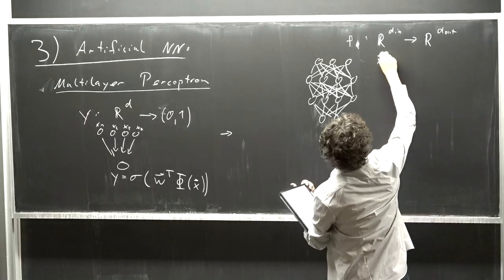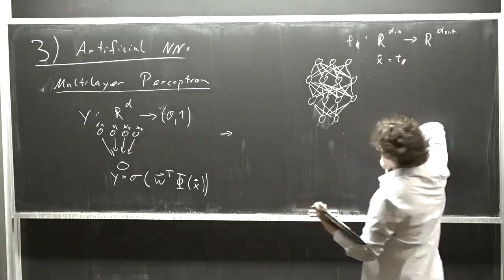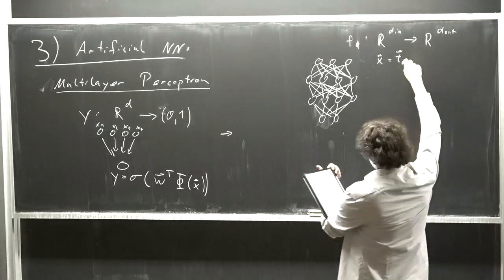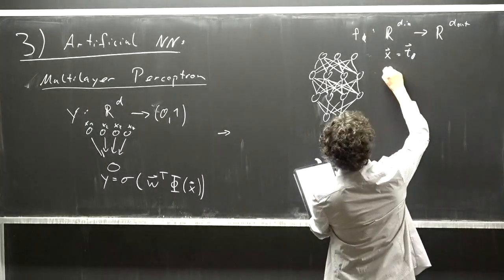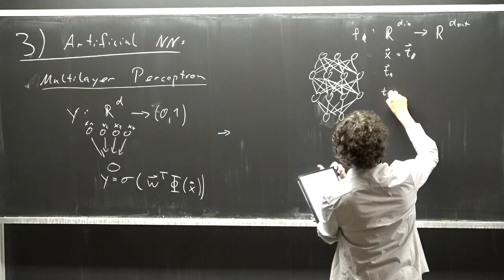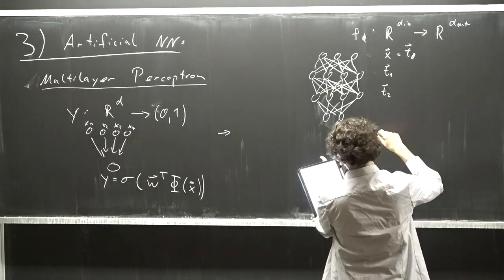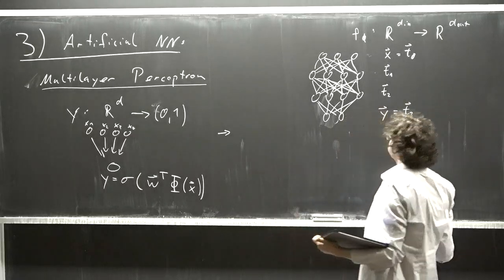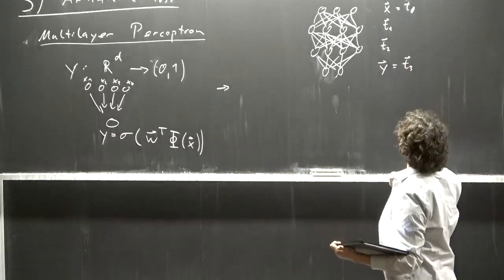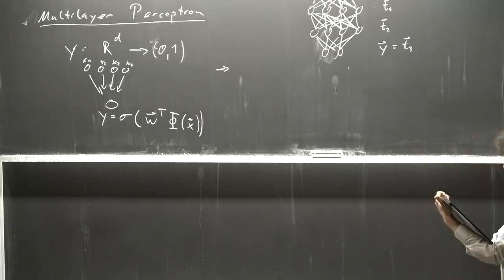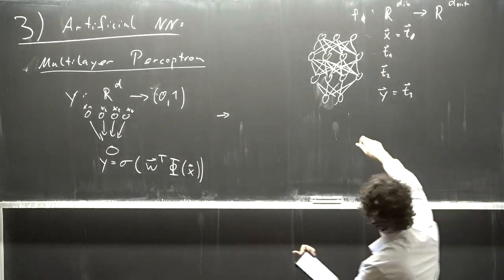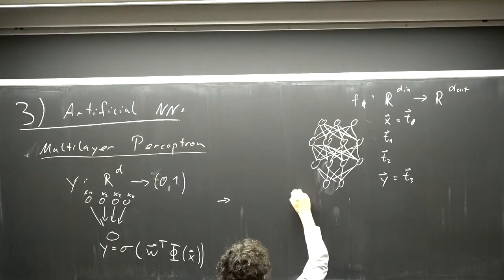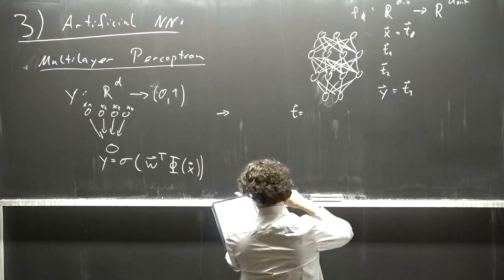And it's useful to write this in terms of temporary variables. So the input would be x, which would correspond to some temporary variable t0. And then the next layer would have value t1. The next layer would have value t2. And then the last layer, the output layer, would be t3. Good. And now the operations that we use here will be simple.